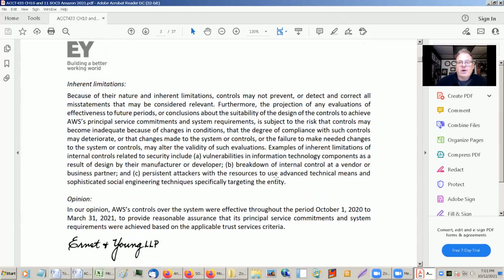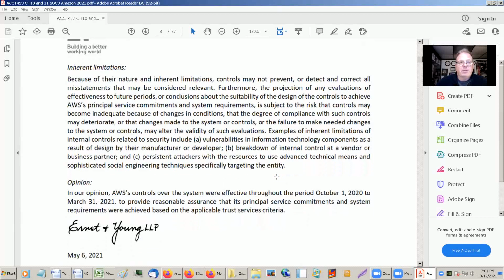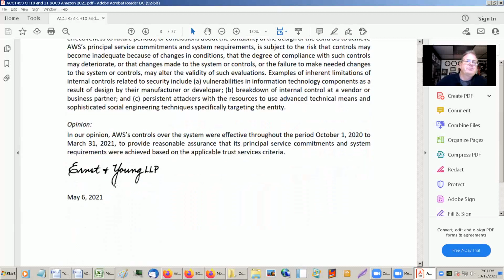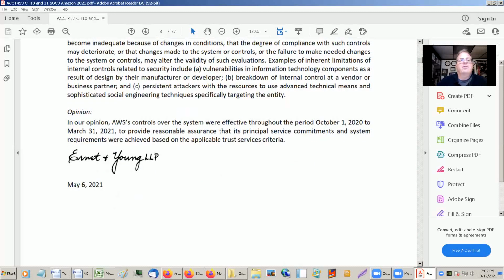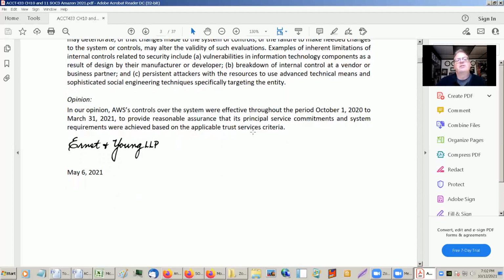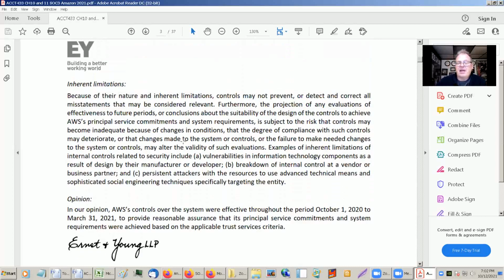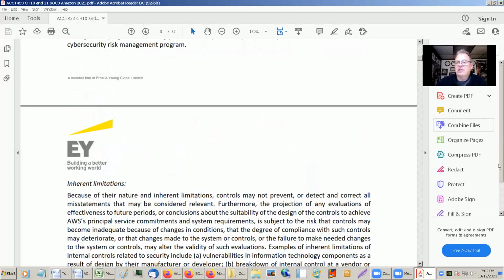If it was a SOC 1 or SOC 2, those aren't available to the public. And down here's the opinion. It says, "In our opinion, AWS's controls over the system are effective throughout the period of October 1st, blah, blah, blah, and provide reasonable assurance that its principal service commitments and system requirements were achieved based on the applicable trust services criteria." Ernst & Young. So this is what a SOC 3 looks like.